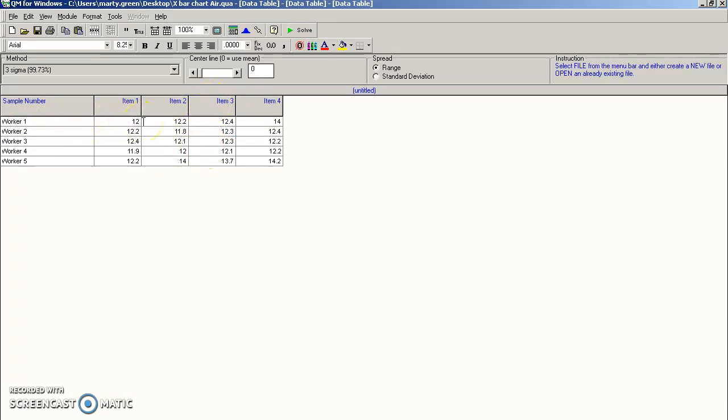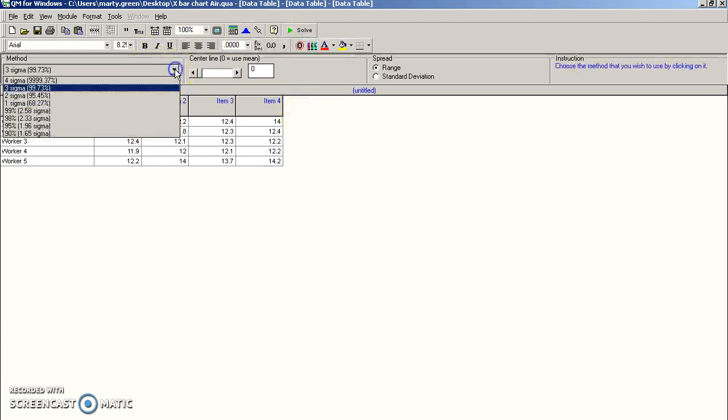This is actually fictitious data looking at the length of the fuselage of a paper airplane. And for instance, 12 inches to 14 inches, you can see the range here on our first one is the low of 12 and the high of 14. So our range is 2 for worker 1, so on and so forth the whole way through. QM for Windows will do all these calculations for us easily. And so what I'll do is simply go to Solve.